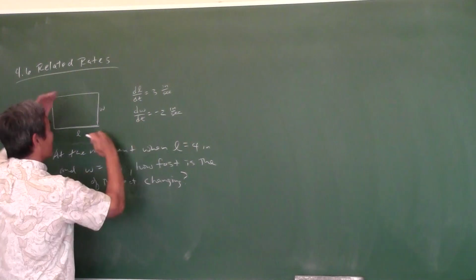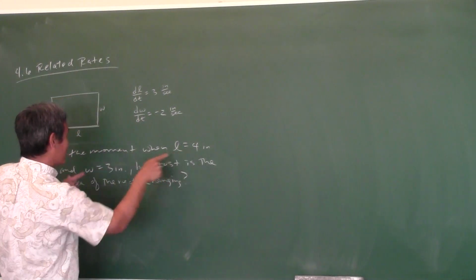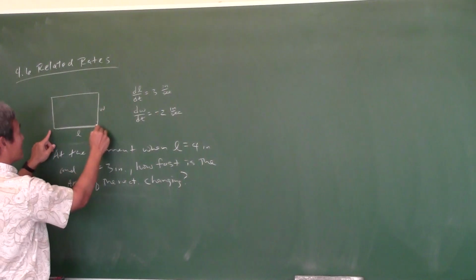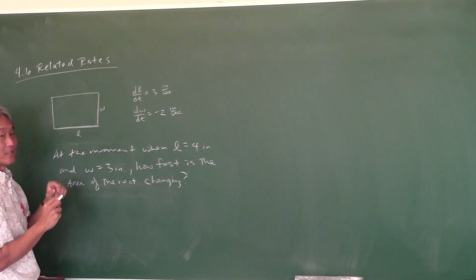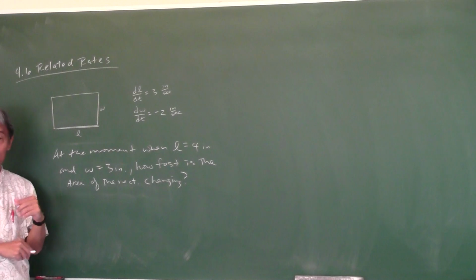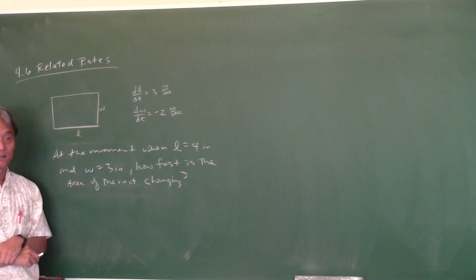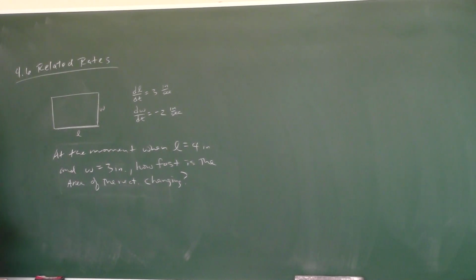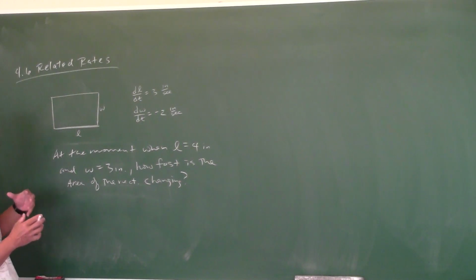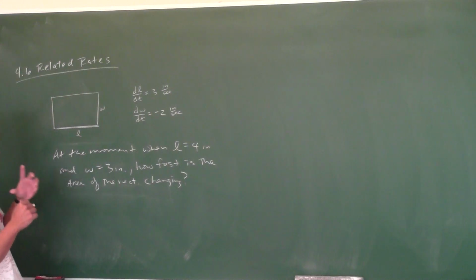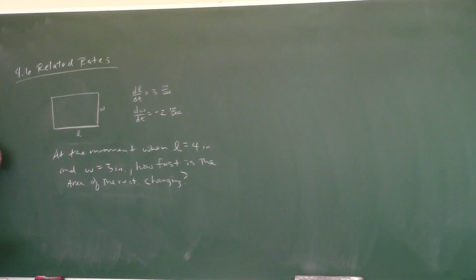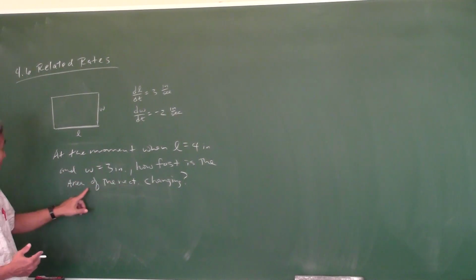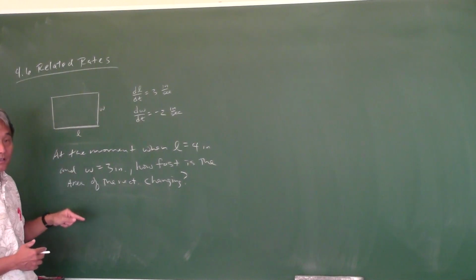Can you imagine what's happening? The length is getting bigger, the width is getting smaller. But at this exact moment in time, when the length is 4 and the width is 3, how fast is the area changing? Is the area getting bigger or smaller? Smaller? Okay, well let's do the math and figure it out. The first thing you do, related rates, it's not that hard, but you just have to follow the process. Just like the last section, you write the function, take the derivative, make the number line. In this one, you have to write an equation that relates the area to these variables.